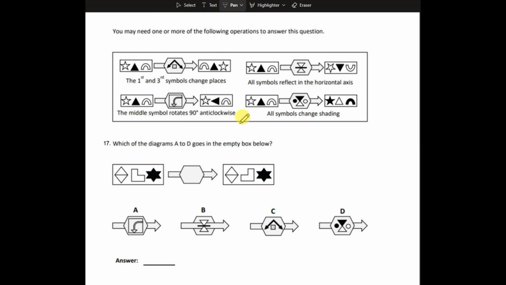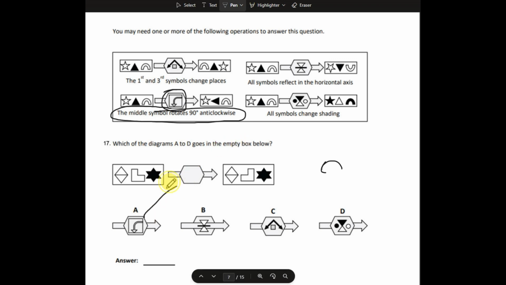Question 17. So what happens from left to right? Well, this L shape is rotated 90 degrees anti-clockwise. You can see that is this one, this type of shape, okay? So what goes in the empty box? It's going to be this shape, okay? It's not going to be a reflection. If you reflected it horizontally, the L would look something like this, which is wrong. So it's going to be option A.